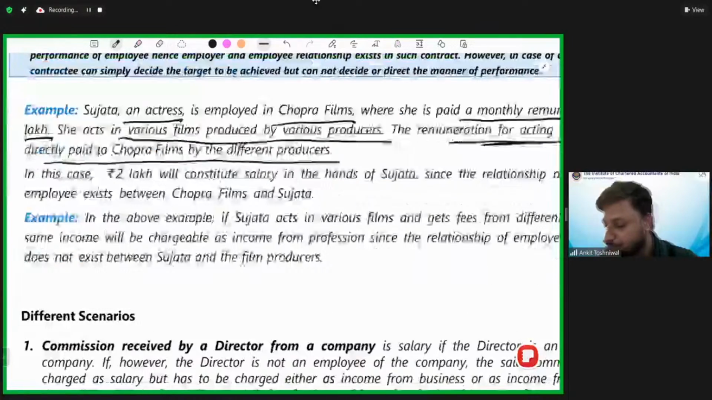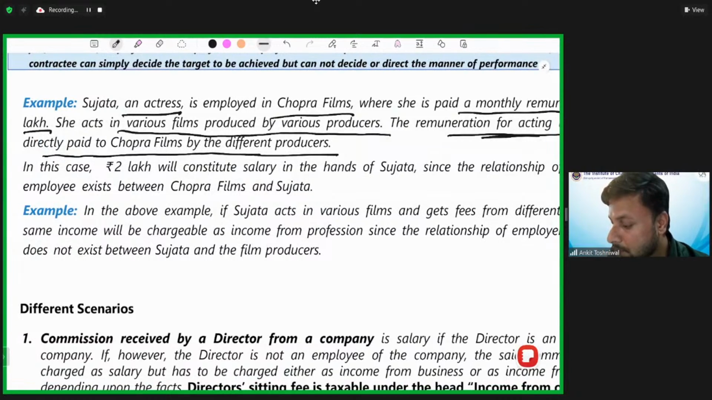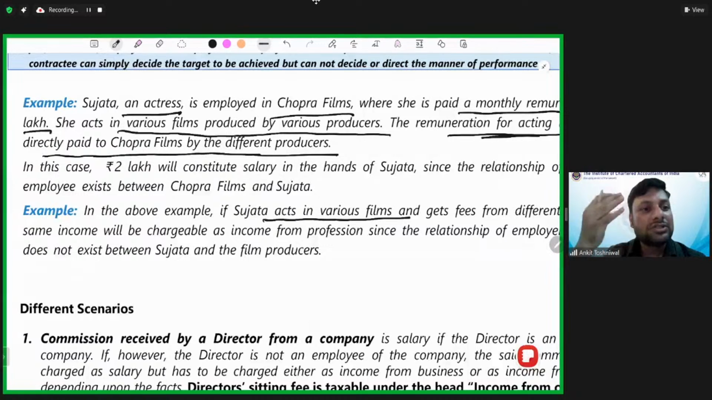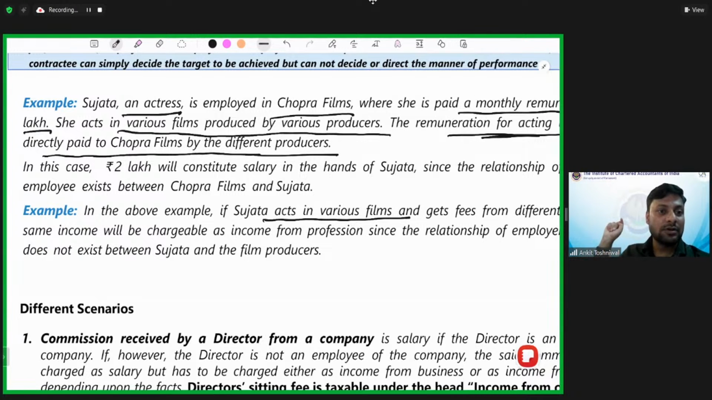But if Sujata acts in various films, for example, Mr. Shah Rukh Khan acts in various films, and he is getting the remuneration for acting in those films not from a single banner, not from a single production house, but he receives the remuneration from different production houses, right? So there is a contract for service, that he is providing the service to different banners, not on an employee-employer relationship. So that will be taxable under the head PGBP or other sources as the case may be. That we will discuss later in the sessions.